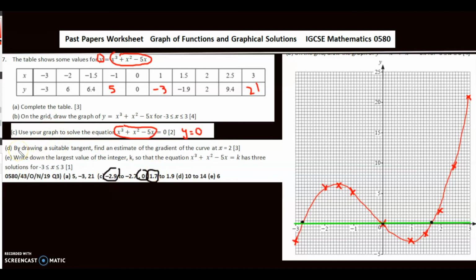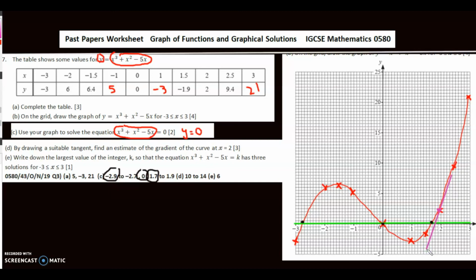Okay, part D. By drawing a suitable tangent, find an estimate of the gradient of the curve at x equals 2. So at x equals 2, draw a tangent first. So here is x equals 2. Draw a tangent over here. The tangent should only cut the curve at this point only. I'll try to make a rough tangent. Can't be very accurate because I'm not using a proper scale and a proper graph pad. Okay, so here's the very rough looking tangent.